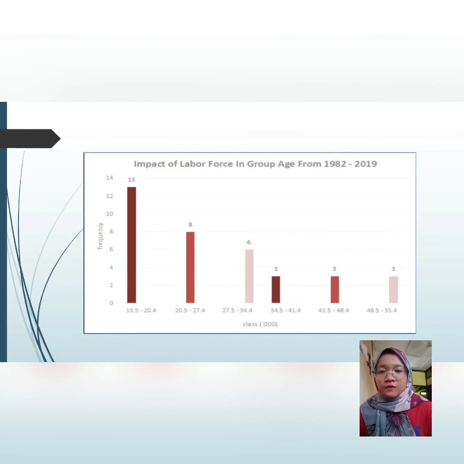27.5 until 34.4, the frequency is 6, and the last one for the graph is the class between 34.5 until 41.4, 41.5 until 48.4, 48.5 until 95.4, and the frequency is 3.